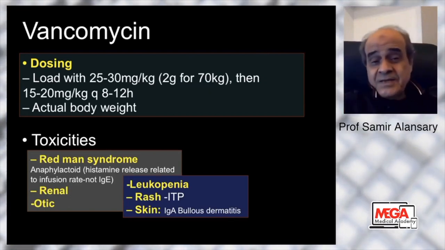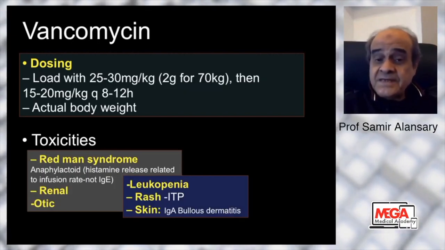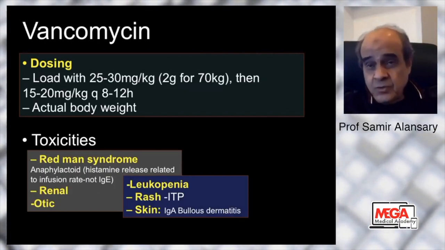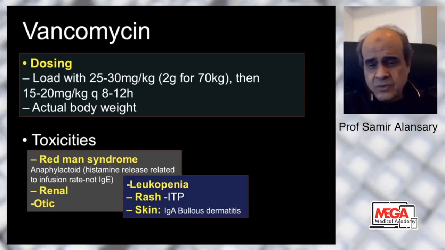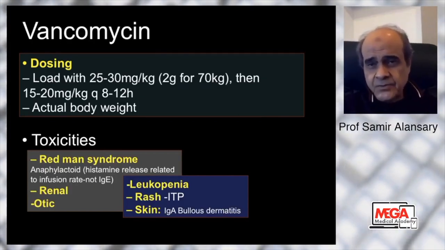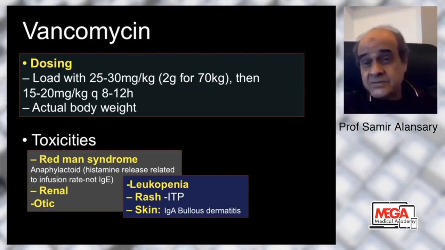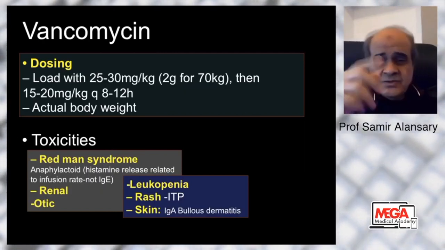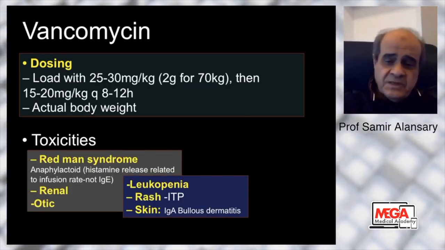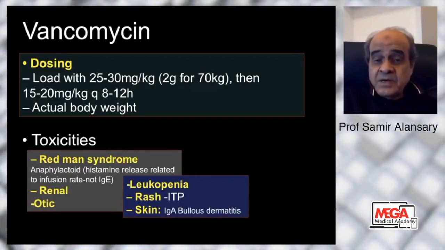Don't forget the leukopenia, which can be caused by vancomycin. Don't forget ITP. Most immune thrombocytopenic purpura, or immune thrombocytopenia, occurs due to drugs. One of the most common drugs is vancomycin, and linezolid can cause some sort of thrombocytopenia. Linezolid causes slow bone marrow suppression as well. Vancomycin may cause linear immunoglobulin A bullous dermatitis.